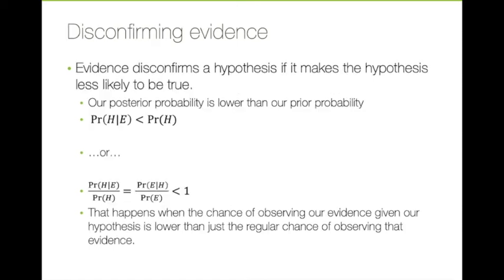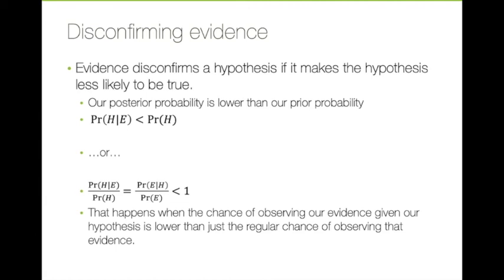Of course, researchers and scientists don't always encounter evidence that supports their hypothesis. Sometimes they find evidence that disconfirms it. That is evidence that makes the hypothesis less likely to be true. There are two ways that we can show evidence disconfirms a hypothesis, just like there were two ways we could show that evidence supports a hypothesis. They're essentially the opposite of what we've just looked at.